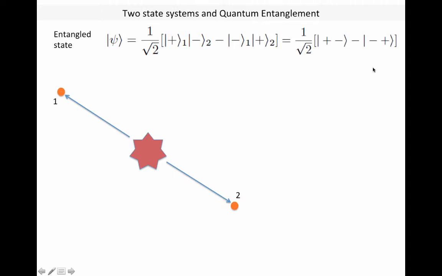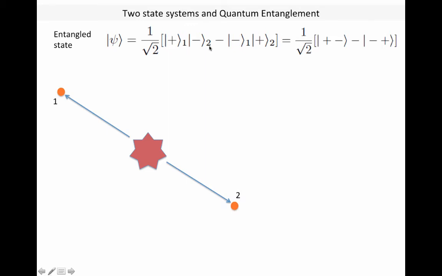Firstly, let me note that sometimes you can represent this state in a slightly more compact way by writing a ket plus minus, where the first entry refers to electron 1 and the second to electron 2, and the same for the second part of the wave function. Sometimes you'll see the state written like this. We, however, will generally explicitly write the kets of both particles.